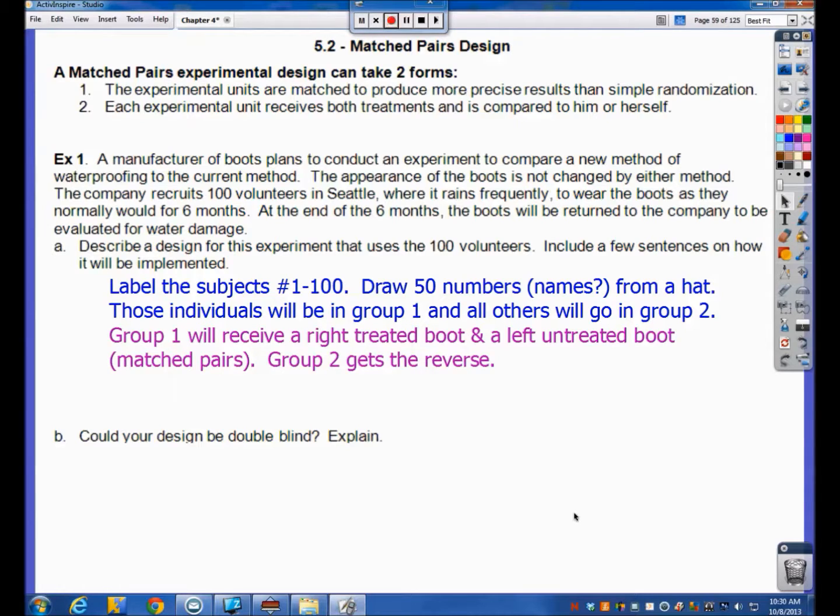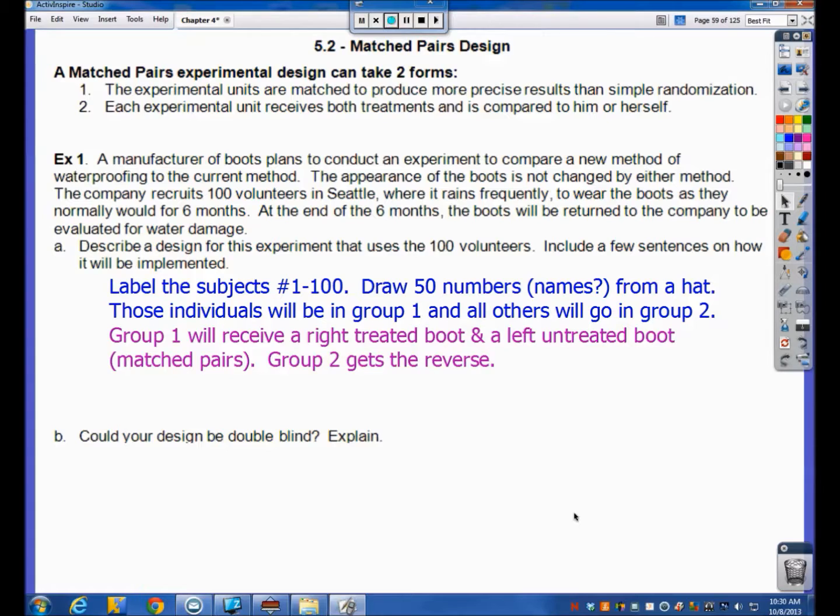They all get the new waterproofing treatment on their right boot, and all group two people get the waterproofing on their left boot. So if people are right-footed dominant, then people in group one should have more wear on that one. But chances are there's going to be some people in group one that are left-footed dominant. So we'll see, as a mixture of right versus left-footed dominance, how just the right boot is affected.